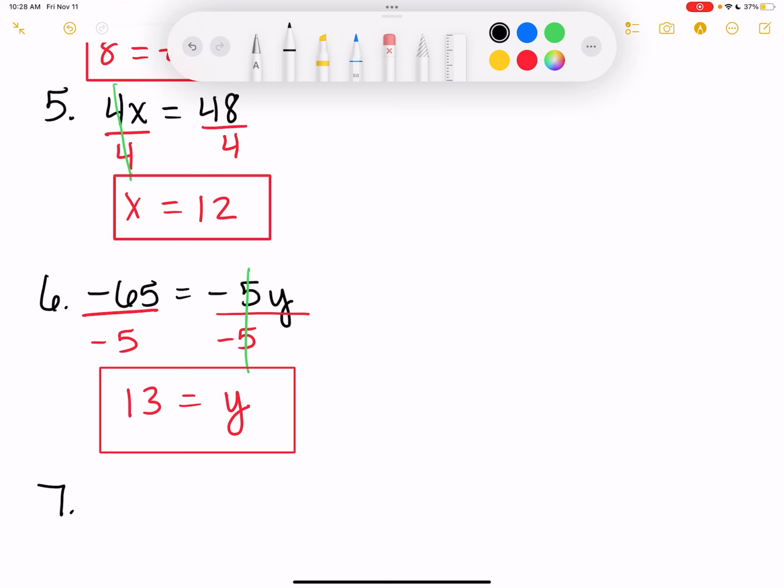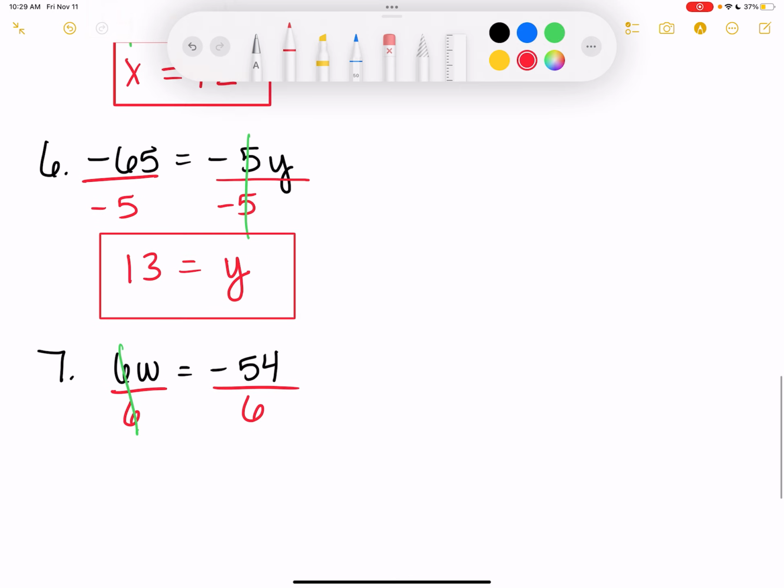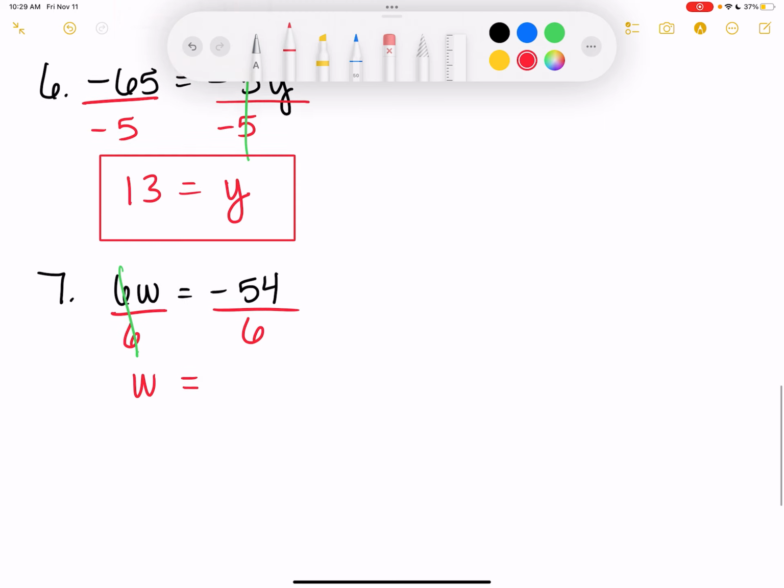All right, number 7, 6w equals -54. So what about this one? Dividing 6 into 54. Yep, so divide by 6. So on the left, my 6's cancel. Leaves you with w equals, what's -54 divided by 6? 9. And is it positive or negative? It's negative. Yep.